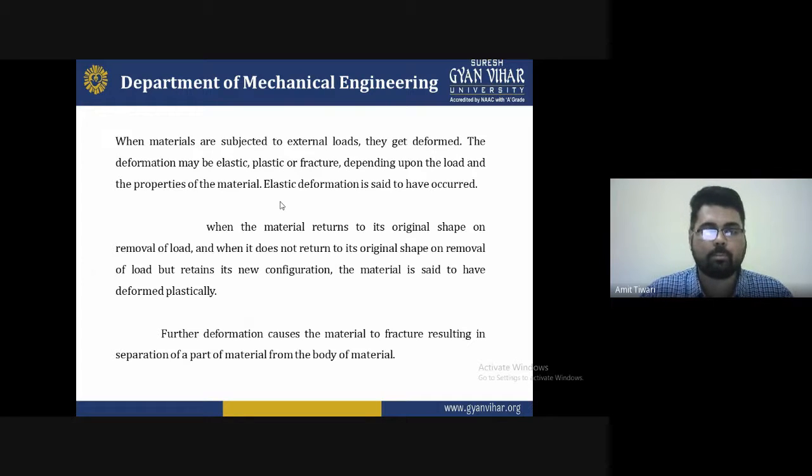So you can manage the property of the material by adding reinforcing material, or by hot rolling, cold rolling, or heat treatment of the particular material to increase the load capacity or strength of the material. The deformation may be elastic, or there are different types of deformation: it may be elastic deformation, plastic deformation, or fracture.